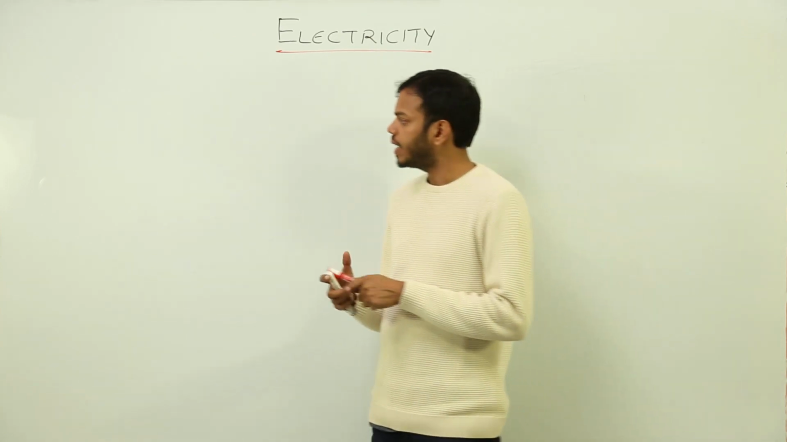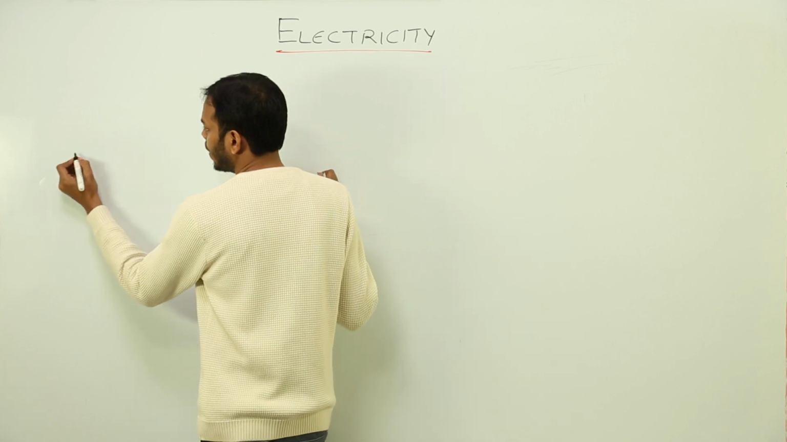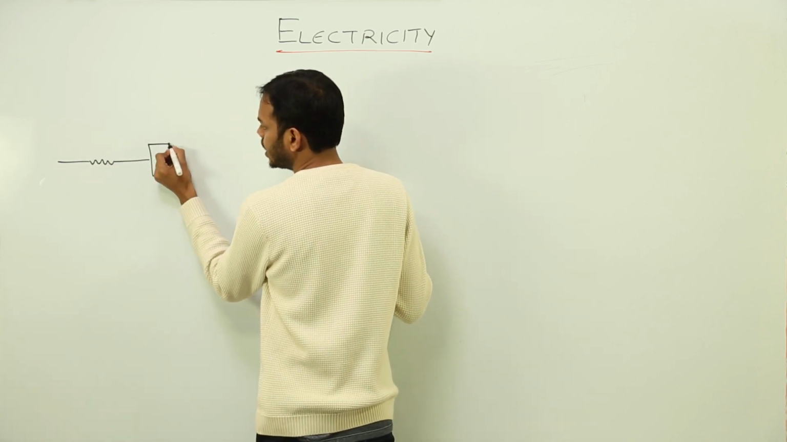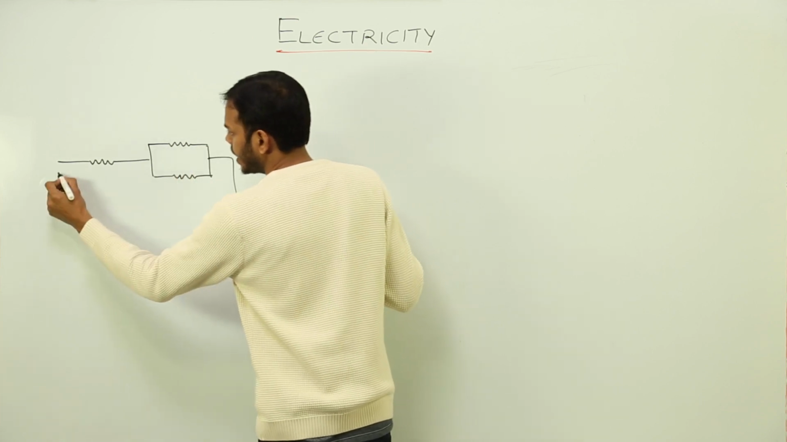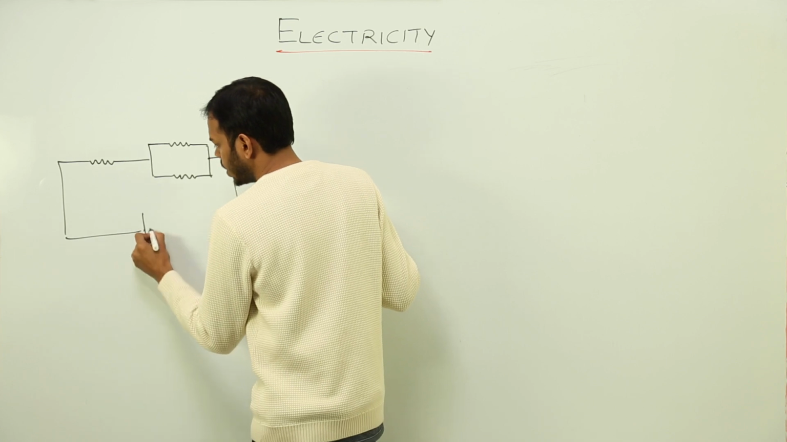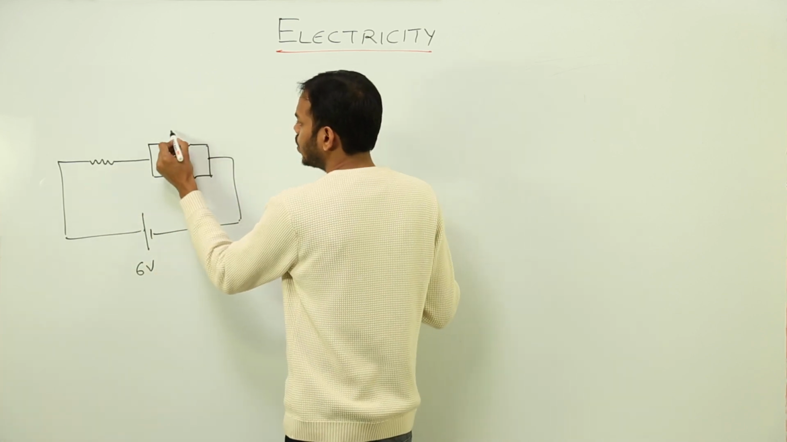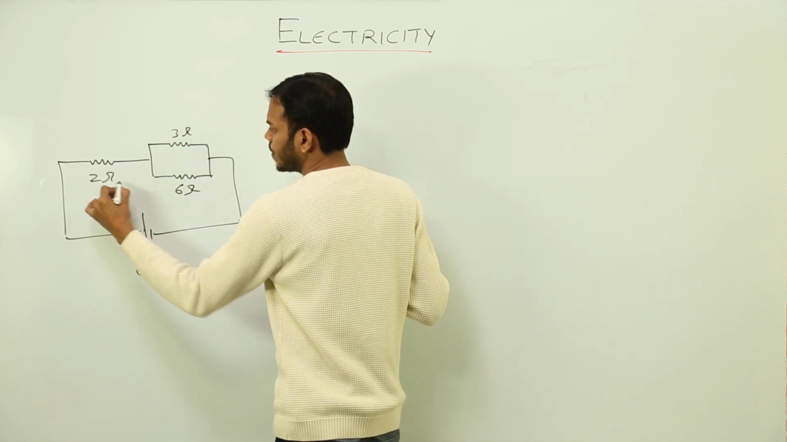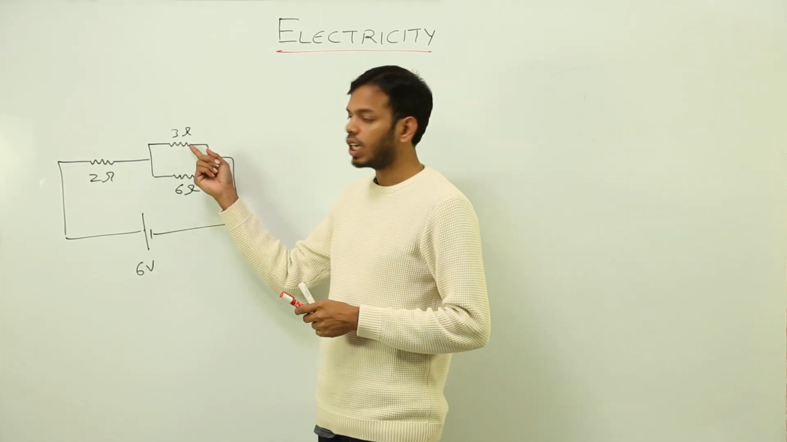Let's do another numerical for resistors combination, but this time we have to find the value of current. I have a resistor which is in series with a parallel combination, and they are connected with the source. Let us say this is 6 volts. I am taking random values: 3 ohms, 6 ohms, and this is 2 ohms. I want to know what would be the value of current flowing through the 3 ohm resistance.